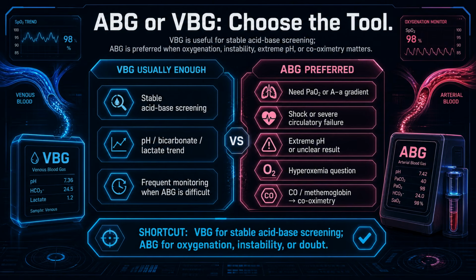When should you use a venous blood gas, and when do you need an arterial blood gas? For a stable patient where you mainly need pH, bicarbonate, and lactate trends, a venous gas is often enough. But if you need arterial oxygen tension, an alveolar arterial gradient, or precise oxygenation assessment, you need an arterial blood gas. You should also favor arterial sampling when the patient is in shock, when the pH is extreme, when the result does not fit the patient, or when you need co-oximetry for carbon monoxide or methemoglobin concerns. The shortcut is simple: venous gas for stable acid-base screening, arterial gas for oxygenation, instability, or doubt.